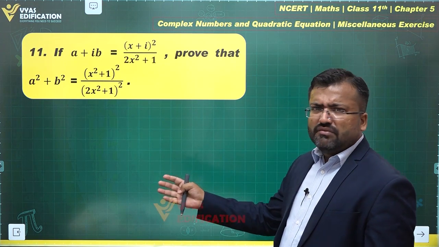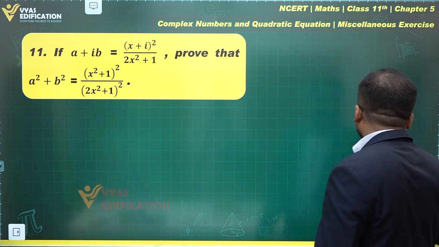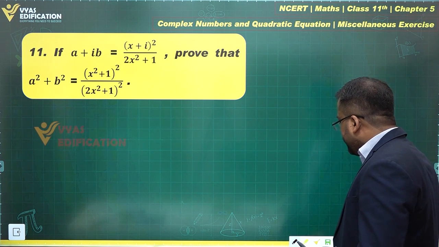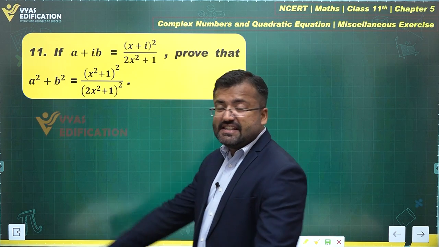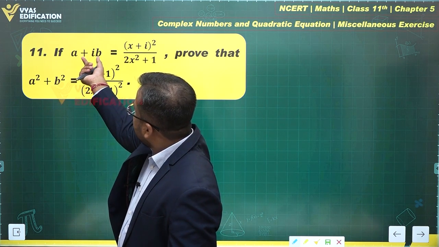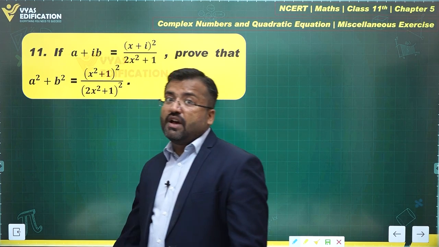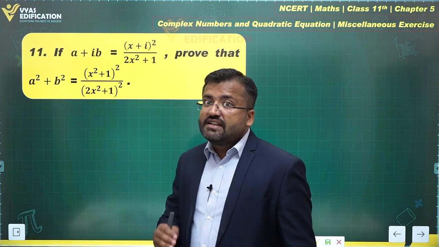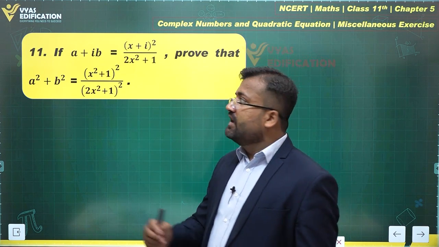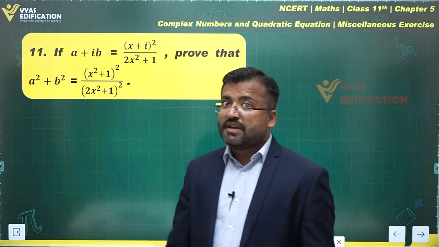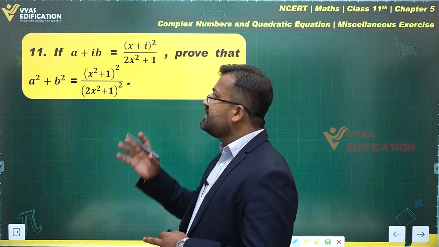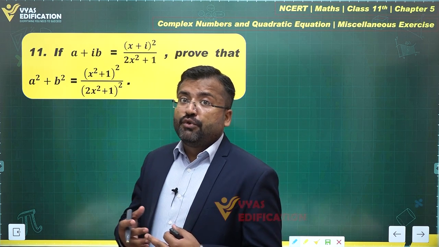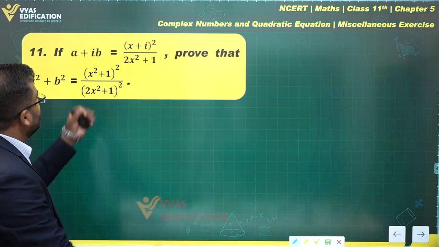Now, we have seen similar questions related to this before, and the important thing to observe over here is that this a plus ib and a square plus b square are related in some way. Now, what is that relation? A square plus b square is nothing but the square of the modulus of this complex number a plus ib. And what is happening on the right hand side is something similar. So, for proving this complete statement, let us begin with what is given.